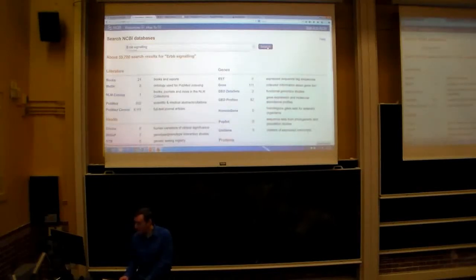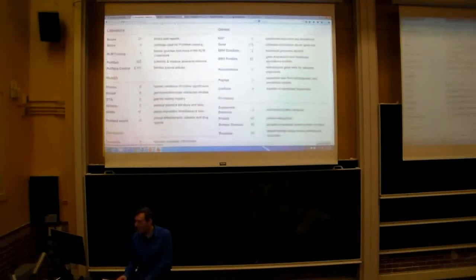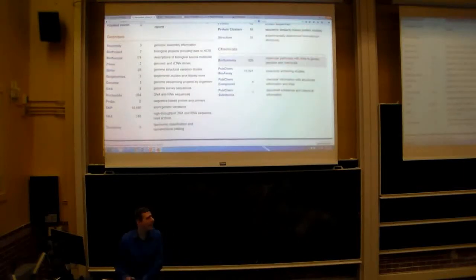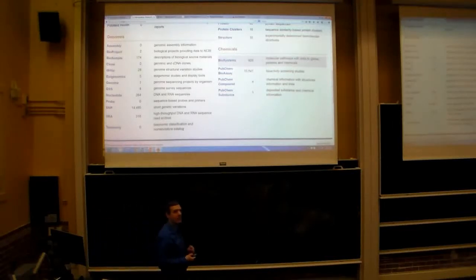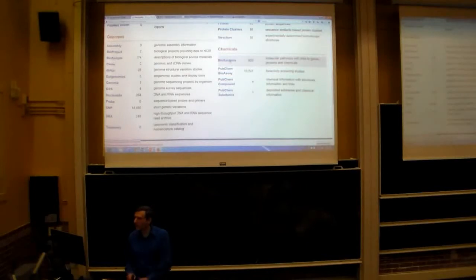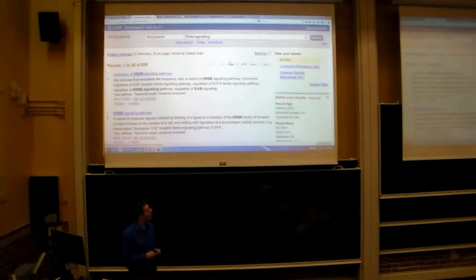And we can see that this turns up quite a lot of results. And we can find that under the chemicals categorization here, there is a set of results associated with what are called biosystems. So biosystems is NCBI's resource for networks and pathways, basically its systems biology resource. And we can click on this, and we can see the sorts of things that show up as hits to this particular term, Irby Signaling, in the Biosystems resource.